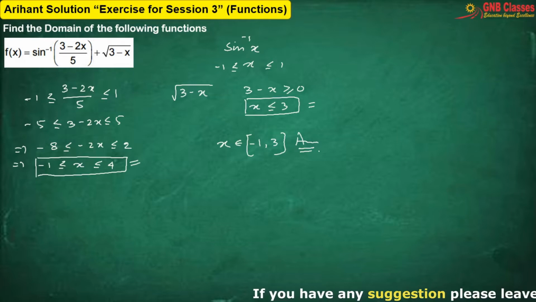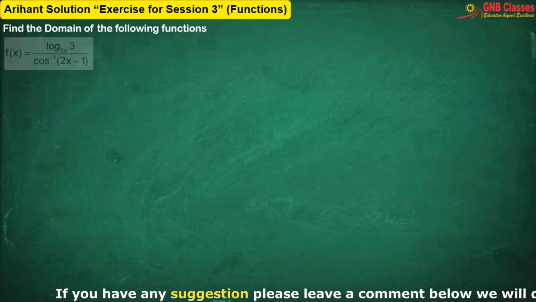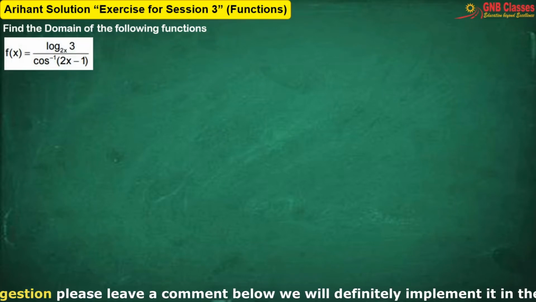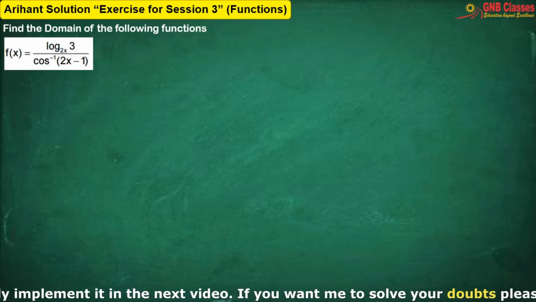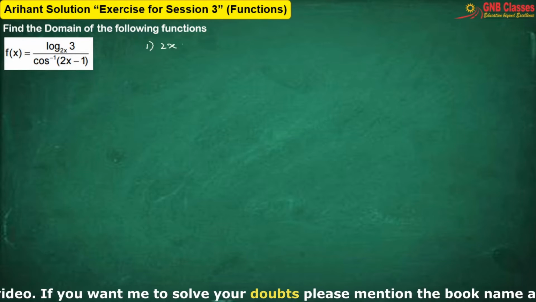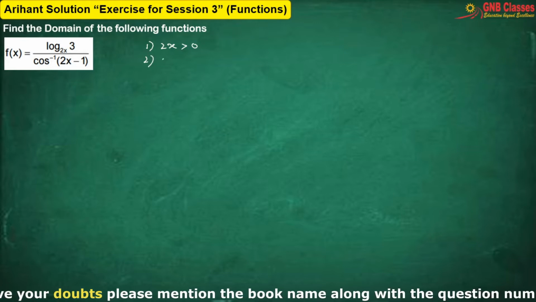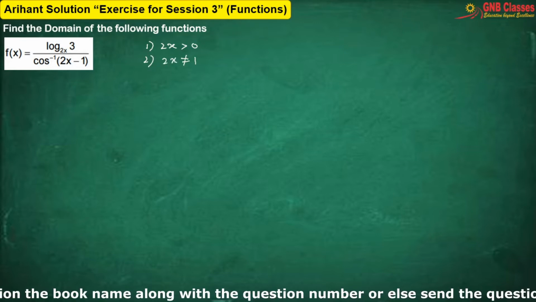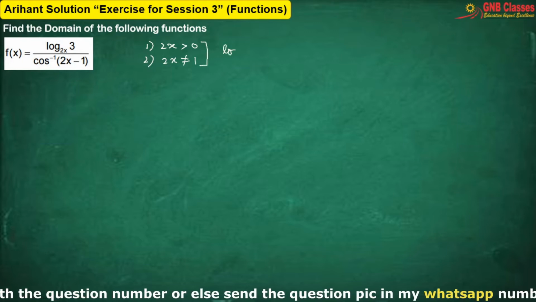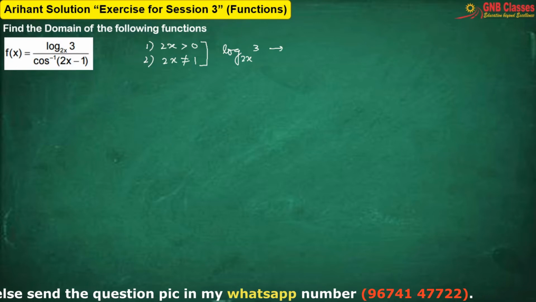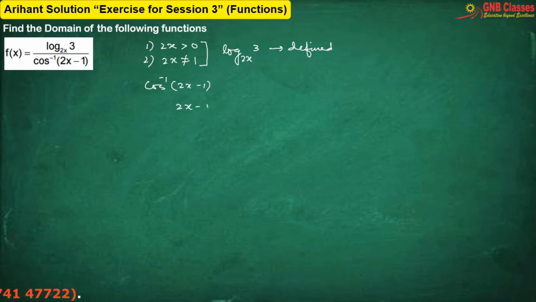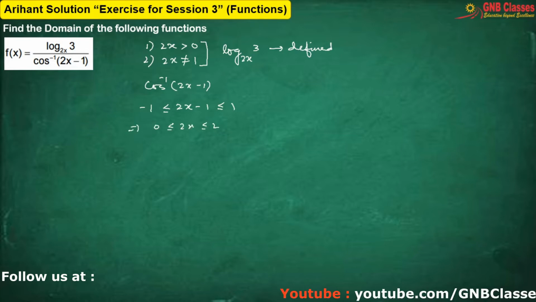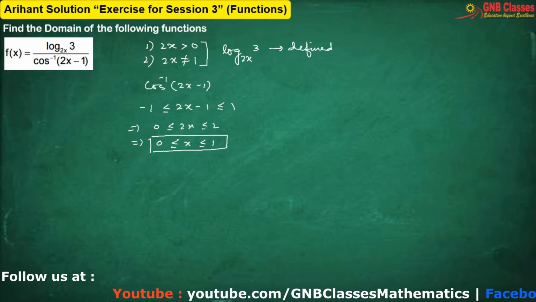Okay. Let us move to the next problem. In this function, we have f(x) equals log 3 base 2x divided by cos inverse (2x minus 1). To define the function, number 1, 2x has to be greater than 0. Number 2, 2x is not equal to 1. Right? For these two cases, your numerator log 3 base 2x is defined. Now, to define cos inverse (2x minus 1), we must write that 2x minus 1 lies between -1 and 1. So from here we are saying x is lying from 0 to 1.